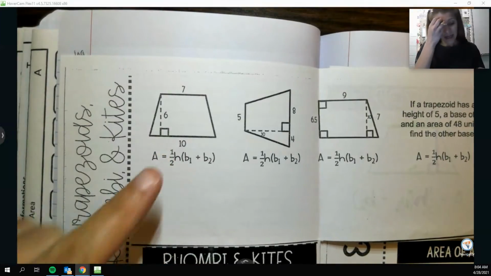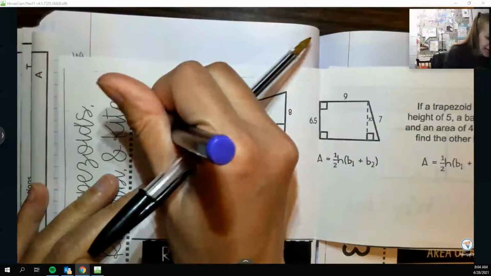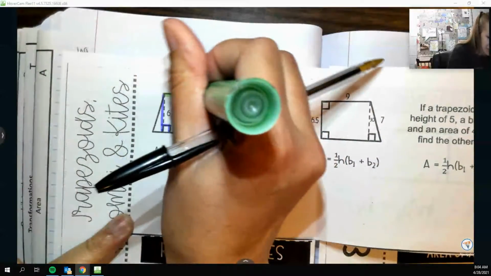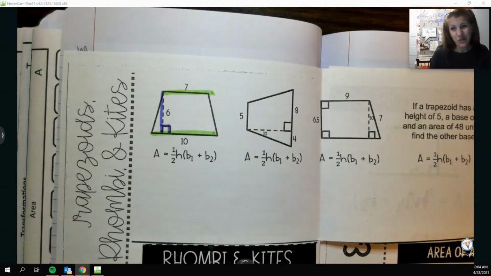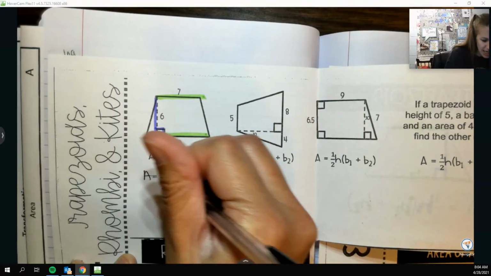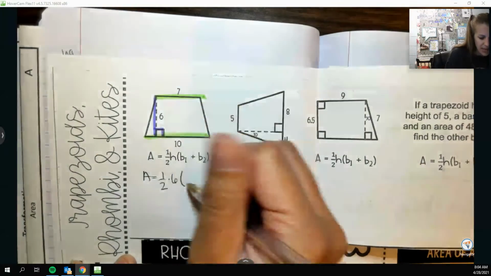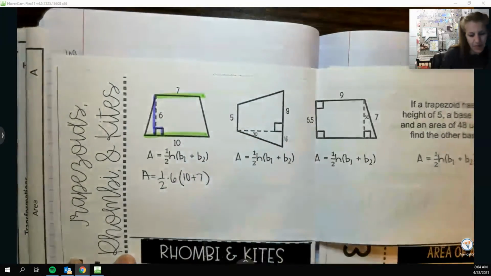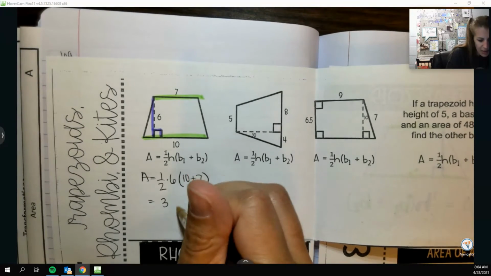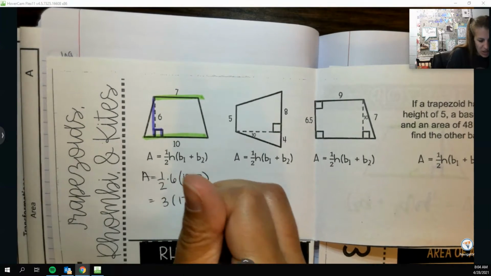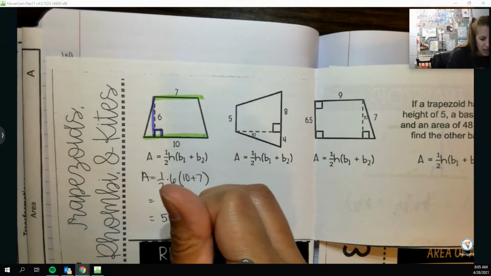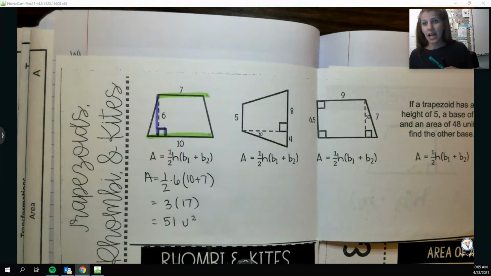So right at the top here, I can see they are showing me my 90. And so here's my height of 6. And then I have my two parallel side bases. And so we just fill it all in. So area equals half the height, which is 6, times the sum of the bases, which is 10 plus 7. I can take half the height, that's no biggie, that's 3. And then I want to add up what I have in parentheses, which is 17. And then 3 times 17 is 51 units squared for the area.